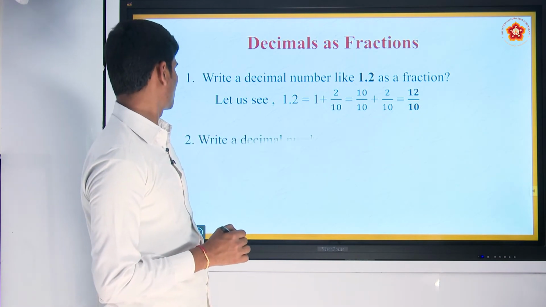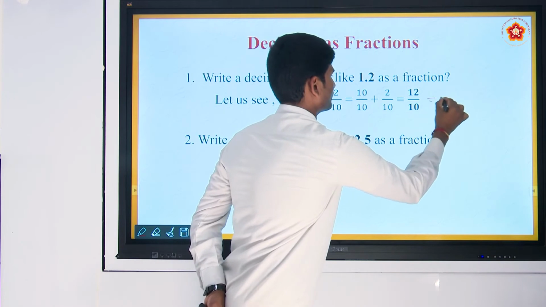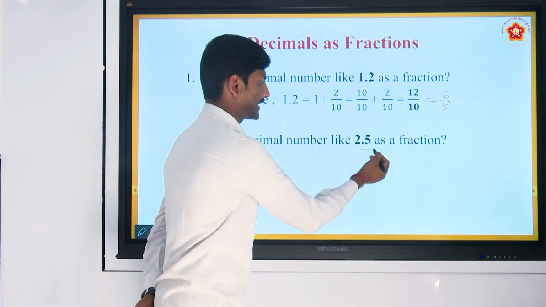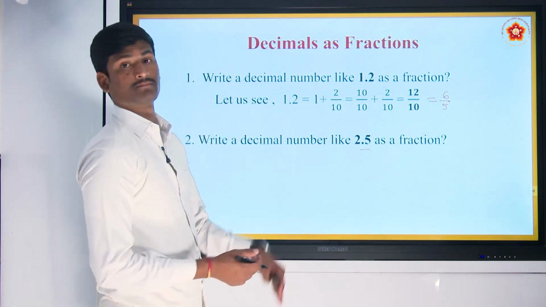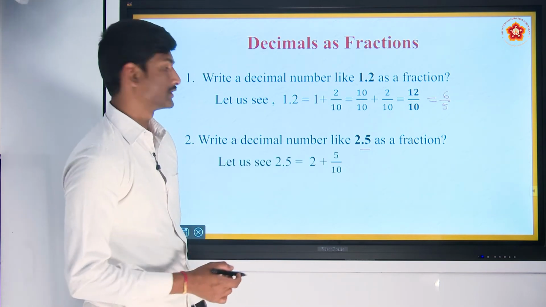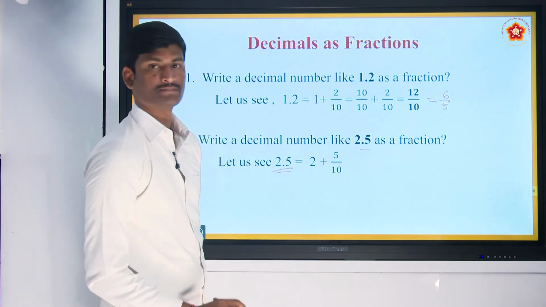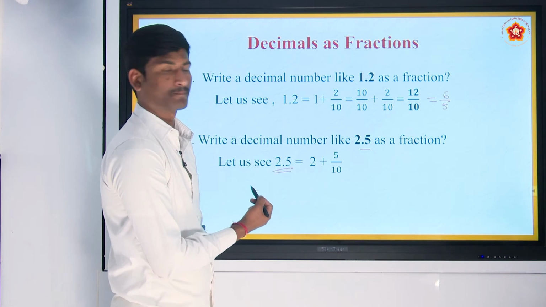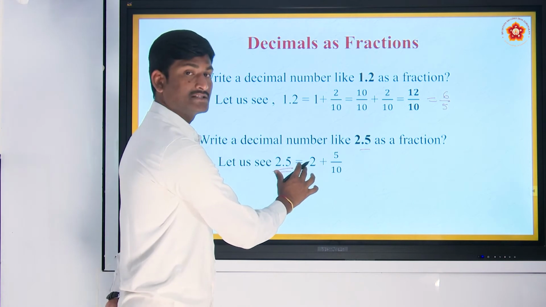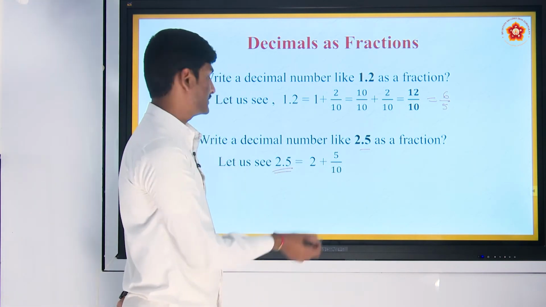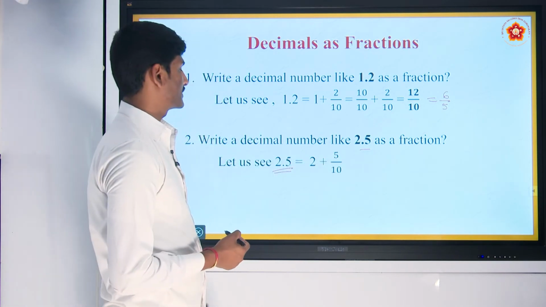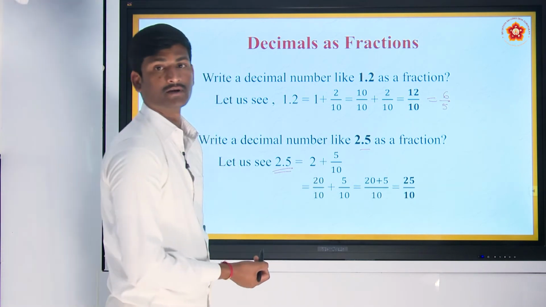Next one, write a decimal number like 2.5 as a fraction. This is the same as the previous question. Here let us say 2.5. The 2.5 is split. 2 is the whole number part. We write 2 plus 0.5. After the point is the fractional part. 5 divided by, what is the place value of 5? It is the tenths place. 5 divided by 10. Next we write 2 as 20 divided by 10.